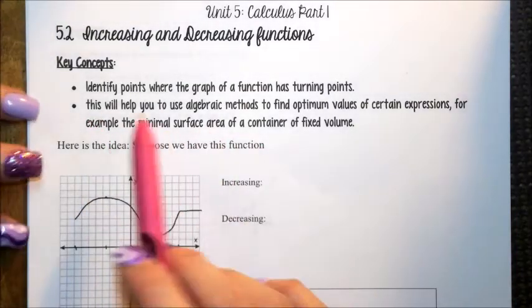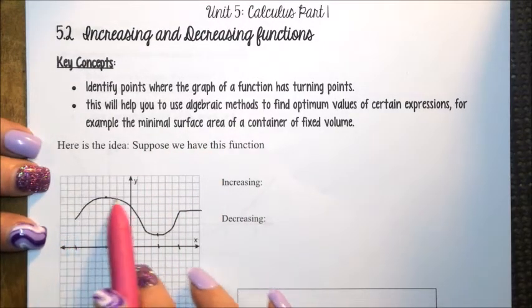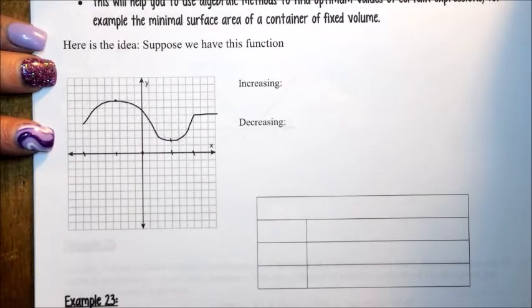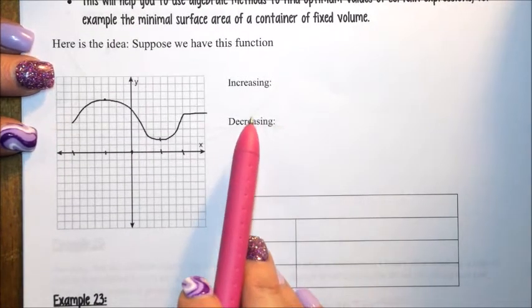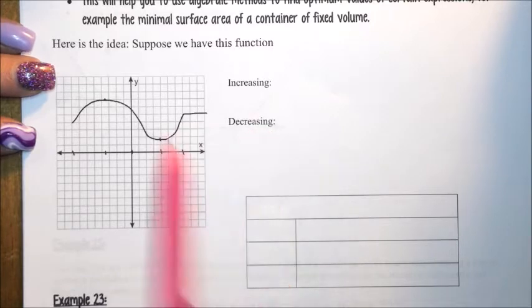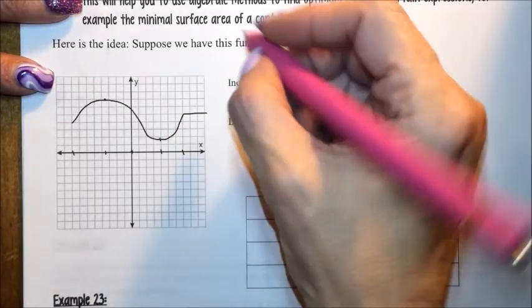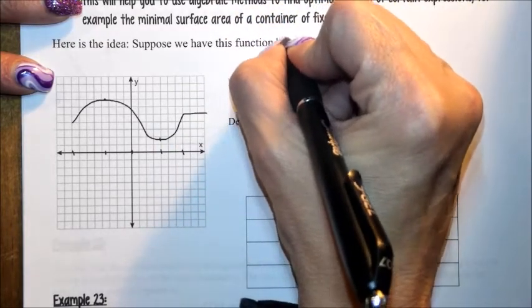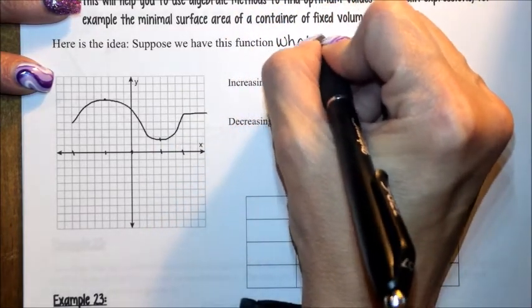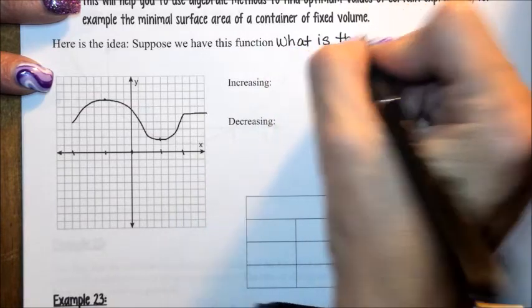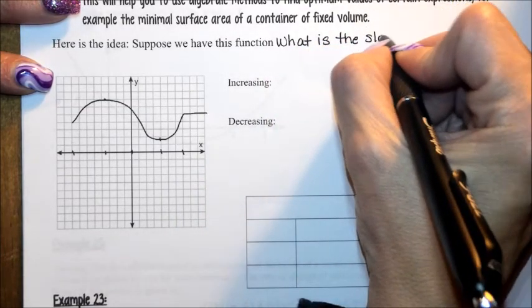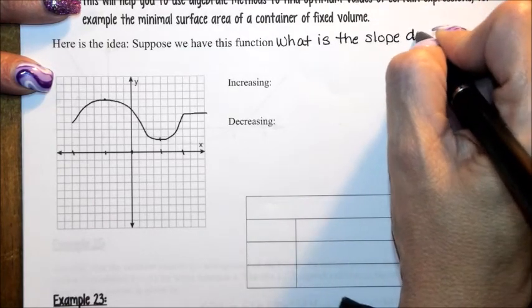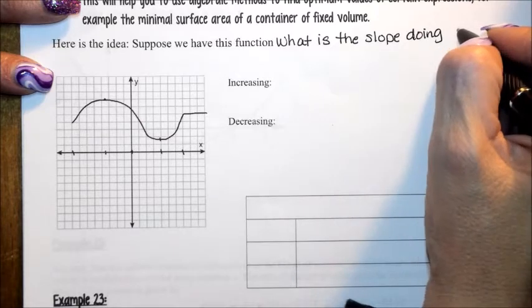All right, so here's the idea. Suppose you have this function here. I drew it on here for you guys so you can kind of see it. So what I want to know is, what's the slope of this line doing? So let's write that here. I'm going to put it over here in black. Let's say, what is the slope, and we're talking about the slope of the tangent, going from left to right. Because remember, when we're reading a graph, we always read it from the left to the right.